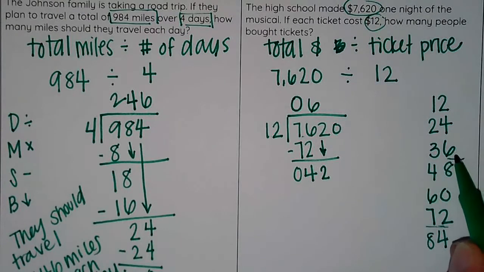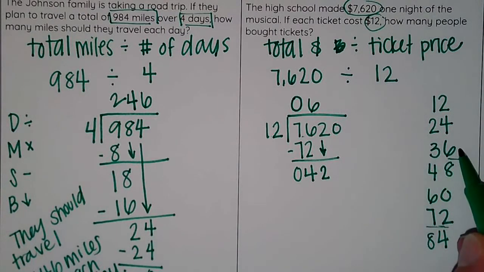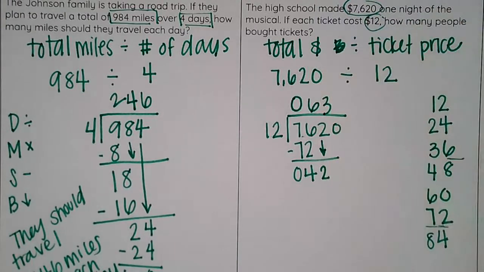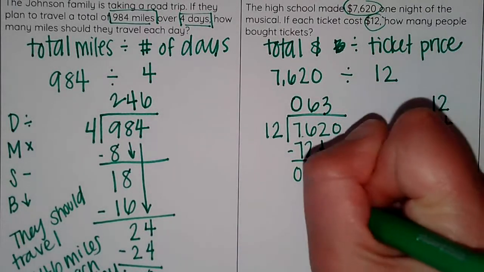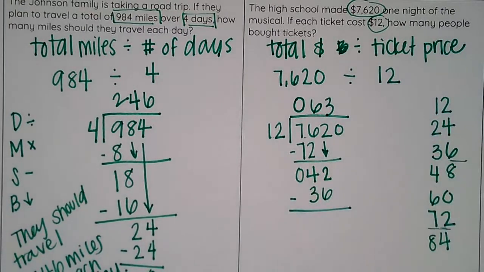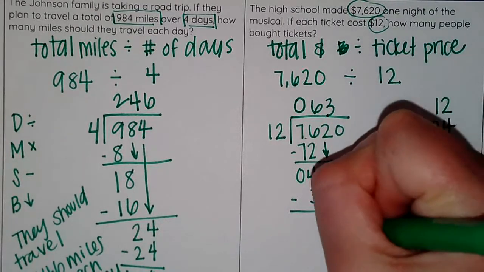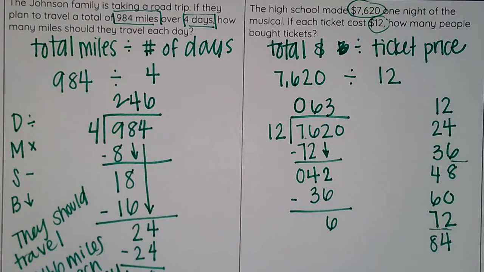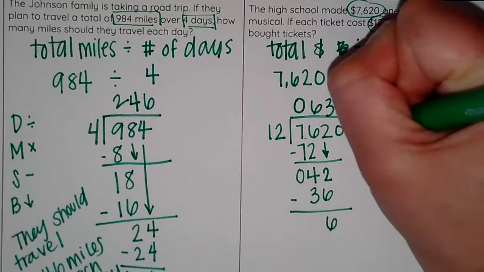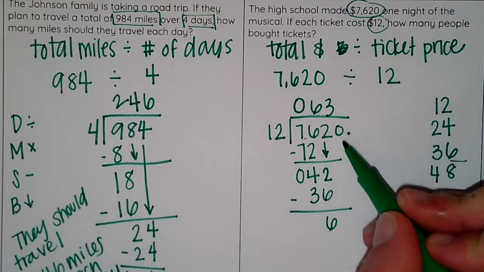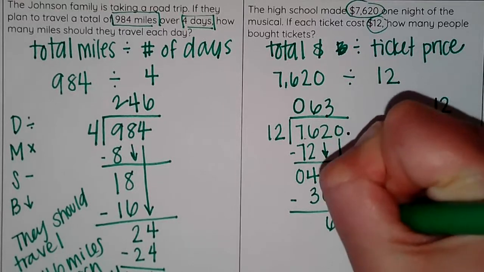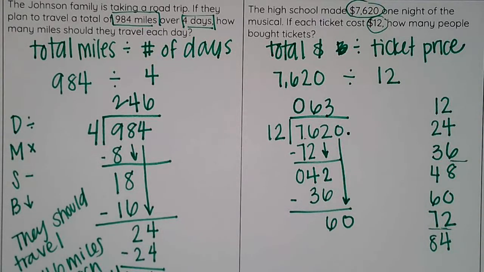I see right in here, 48 is too high, 36 will work. So 12 goes into 42 1, 2, 3 times. Okay, so 12 times 3 is 36. Again, I subtract, getting me 42 minus 36 is 6. Now, I must keep going. Even though there's a 0 here, the decimal's not till here. So I need to bring down that 0 and tack it on the end of that 6, making it 60.